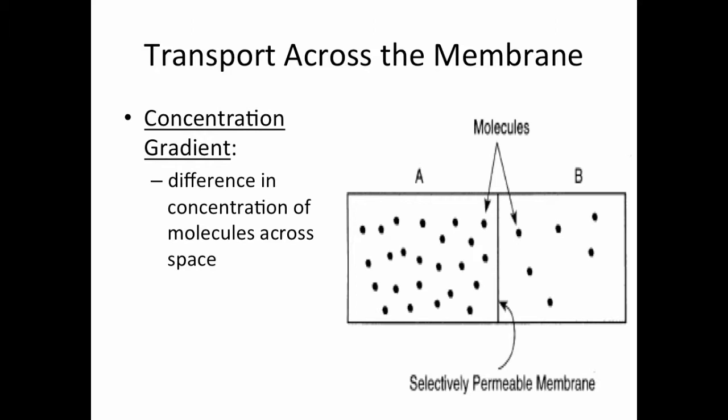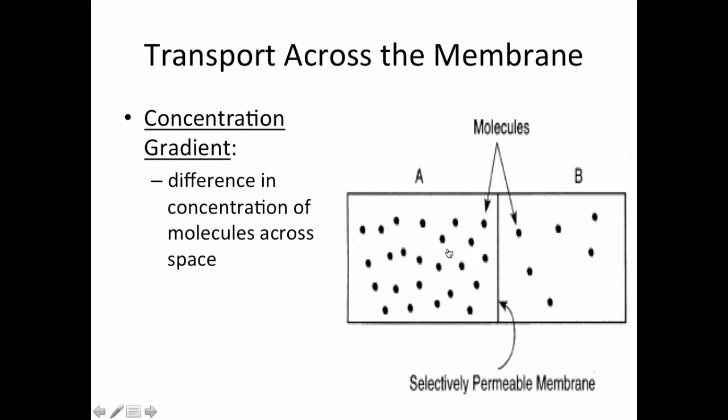On side A, I have lots of dots, and on side B, I have not so many dots. I'm going to call those molecules. So on this side, I would consider this a high concentration of molecules and a low concentration of molecules, and this membrane separates them. When you have a situation where you have different amounts of something on either side of a barrier, we call that a concentration gradient, because on this side you have more molecules than you do on that side.